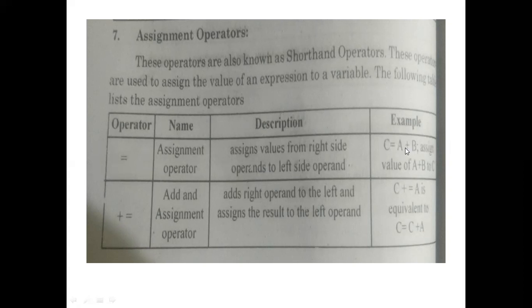That means the value of a and b will be added, evaluated, and its value will be assigned to c by using this assignment operator. Plus equal to, this is add and assignment operator. So you can write c plus equal to a, that means it is equivalent to c is equal to c plus a. So you can write using this plus equal to operator.